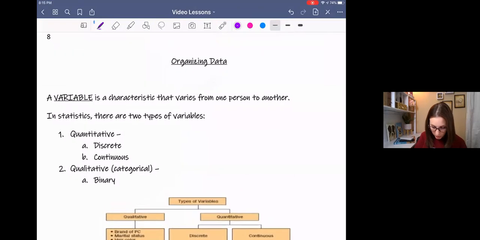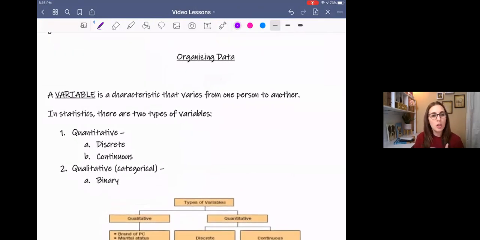I mentioned that we would talk about categorizing your data. Whenever you're researching or studying something, what you're studying is a variable, which is a characteristic that varies from one person, or instead of a person, a subject. You could be studying animals or something, from one subject to another. In statistics, there are two types of variables: quantitative and qualitative. If you think about the root of those words, you can kind of figure out which one is which.